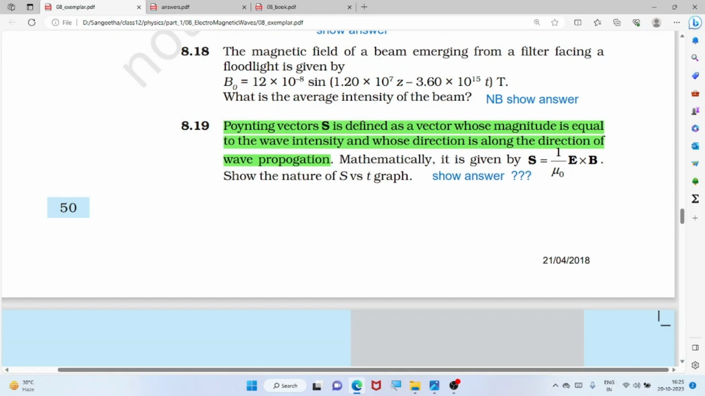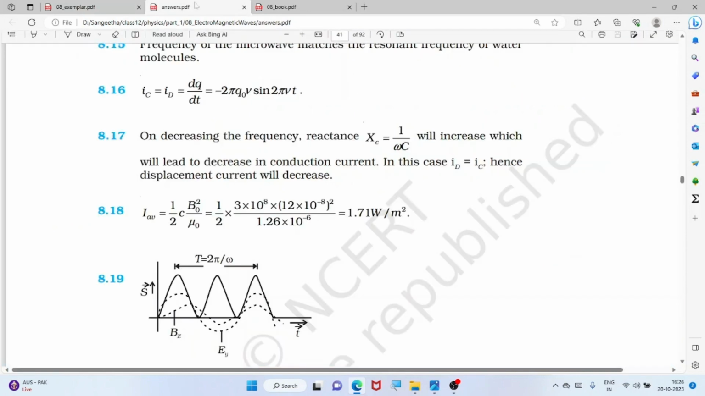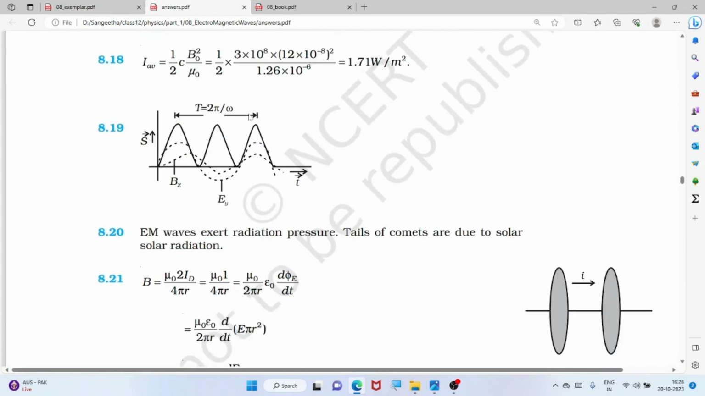The Poynting vector S is defined as the vector whose magnitude is equal to the wave intensity and whose direction is along the direction of wave propagation. This is the definition. Mathematically it is given by 1 by mu naught, E cross B. Now I will show you the nature of S on the graph, how the Poynting vector S varies.